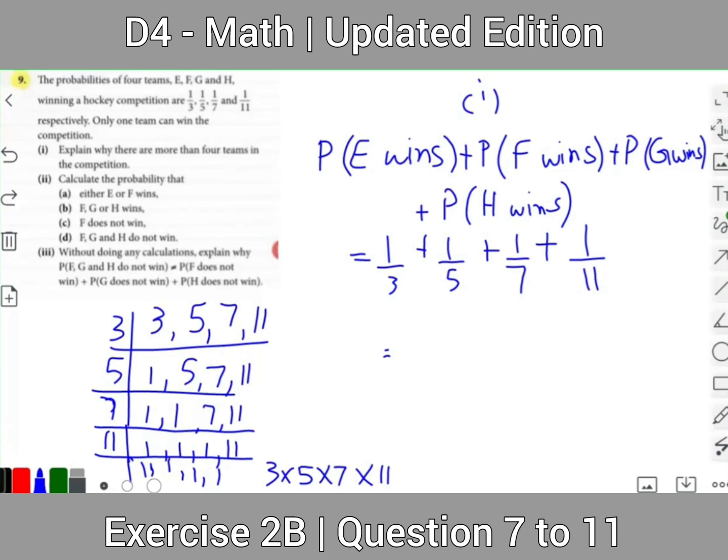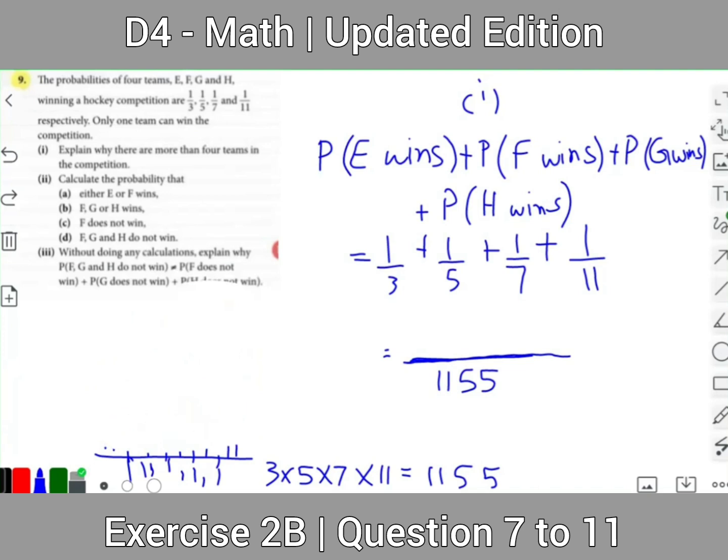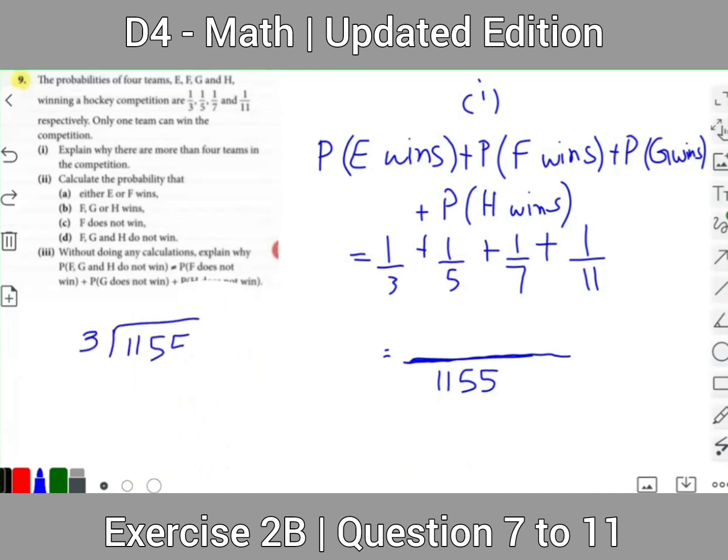So the LCM, the product of these four numbers, is 1155. Now first we will check where 3 divides 1155. So 3 nines are 27, and we have 25, 3 eights are 24, and we also have 15. So 3 fives are 15.